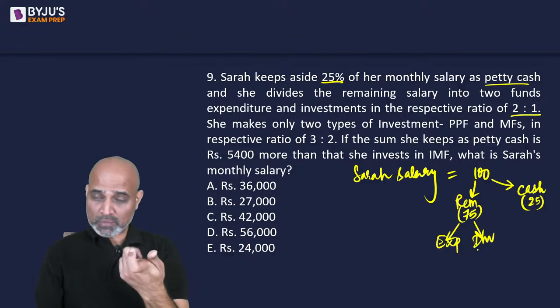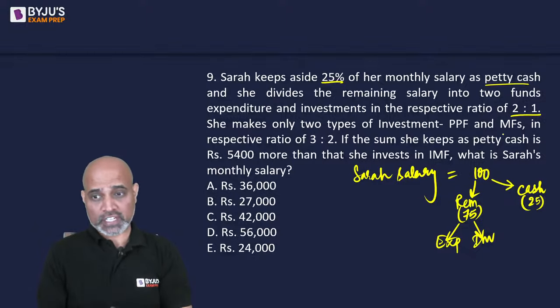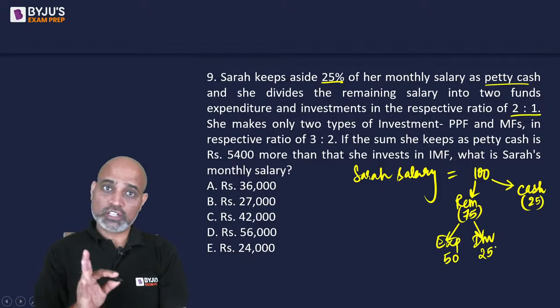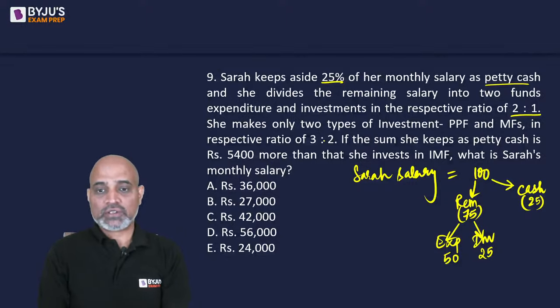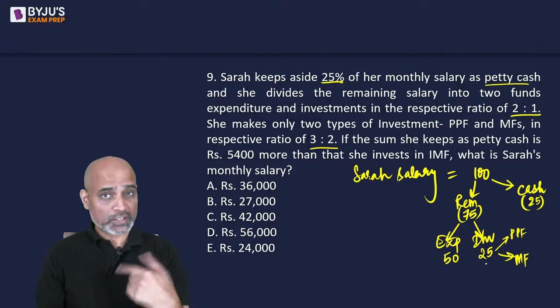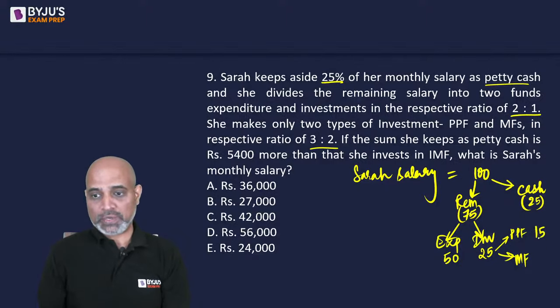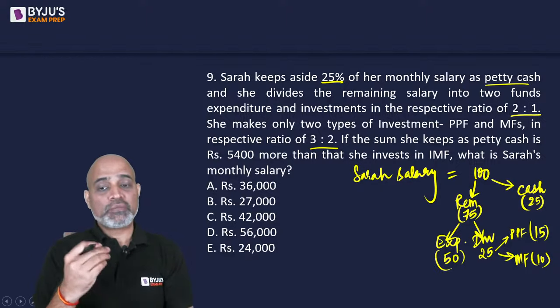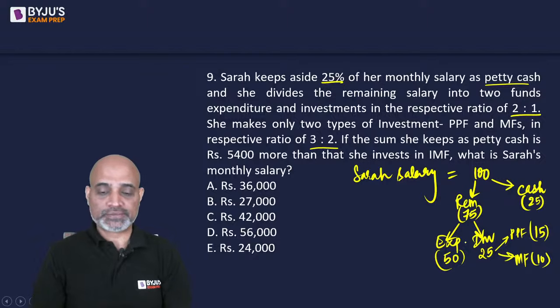2 and 1, sum is 3. We see 75, 25 times. So 2 into 25 is 50, 1 into 25 is 25. 50 और 25 का sum 75 होता है और ये 2:1 के ratio में भी है. Now, she makes two types of investment. One is PPF and another is MF. They are in the ratio 3:2. Now 3 plus 2 is 5, but we see 25. So 5 times. So PPF में 15 rupees और MF में 10 rupees. So if our monthly salary is 100, this is what we get.